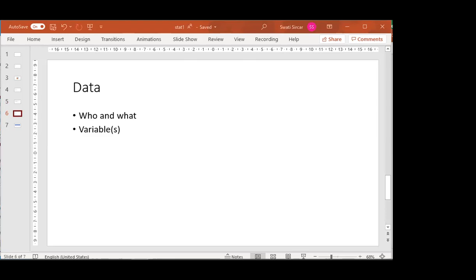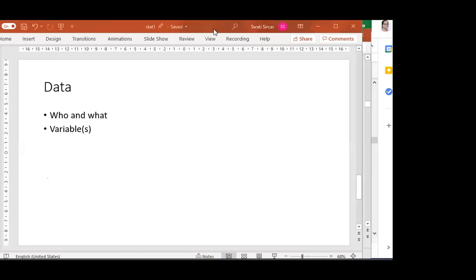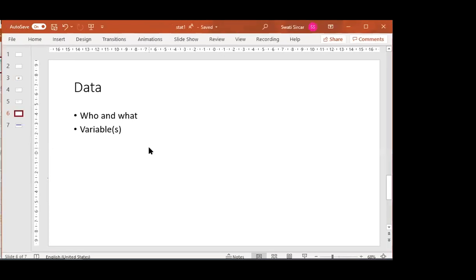Okay. See, one very important aspect of data is that it has two parts. There is always a who and a what. Okay. So hang on, I need to shift things around a bit in my screen. Okay. So, yeah, okay, much better.